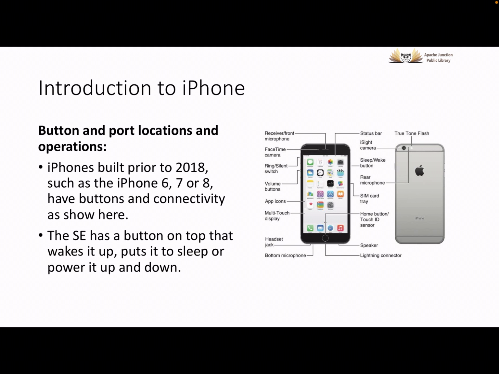Starting at the top of the diagram and going clockwise, you see labels for the receiver/front microphone, the status bar, the sleep or wake button, SIM card tray, home button or touch ID sensor, speaker, lightning connector, bottom microphone, headset jack, multi-touch display screen with the app icons on it, volume buttons, the ring silent switch, and the FaceTime camera. The back of the phone has 3 items: the True Tone flash, the iSight camera, and the rear microphone.